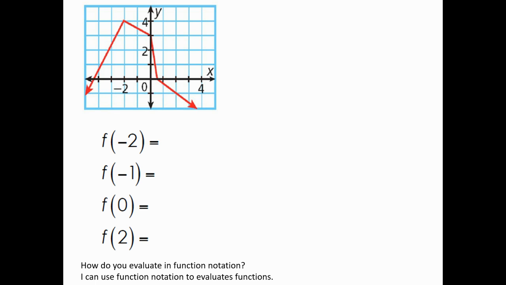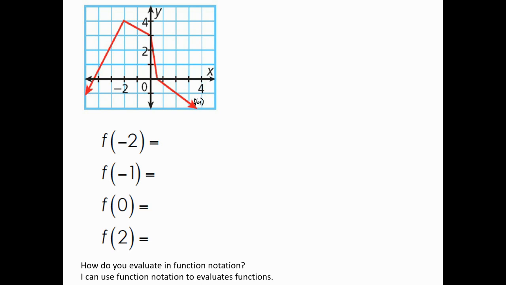Hello everyone, Mrs. Hamby again with function notation number 2. What we want to do now is use function notation to find the output given our input. We have our input of -2, but we want to figure out our output based on this graph. This is our function. I know it's not labeled there, it should be. So this is your function f of x.